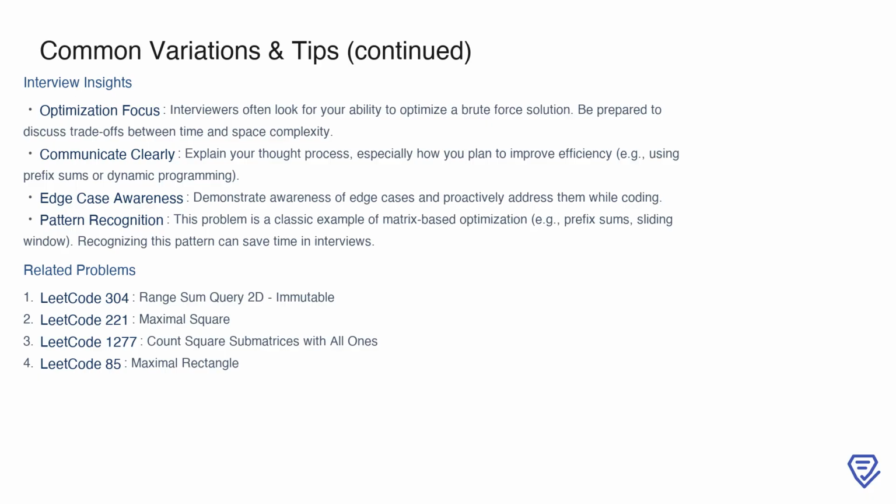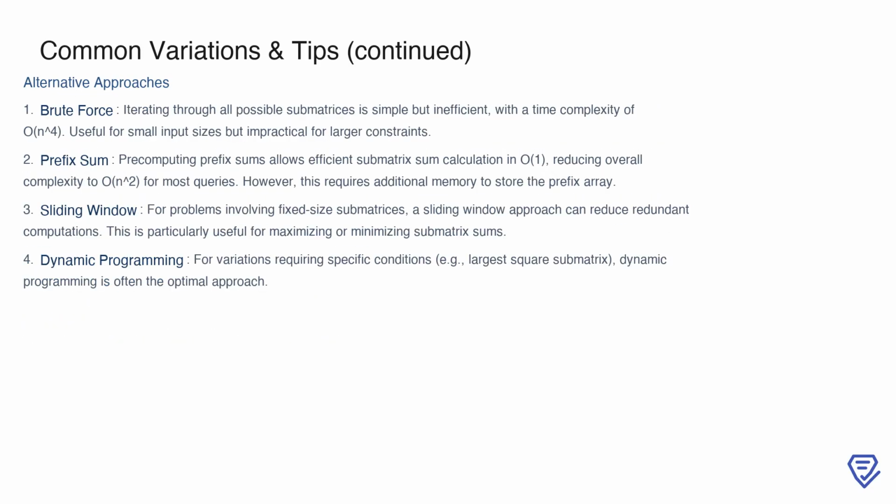To further prepare, you might want to explore related problems such as LeetCode 304's Range Sum Query 2D, LeetCode 221's Maximal Square, or LeetCode 85's Maximal Rectangle, as these share similar concepts and can deepen your understanding. Finally, let's discuss alternative approaches to solving this problem. The brute force method, while straightforward, involves iterating through all possible submatrices, making its time complexity O(n^4). It's simple and useful for small input sizes but becomes impractical when dealing with large constraints.